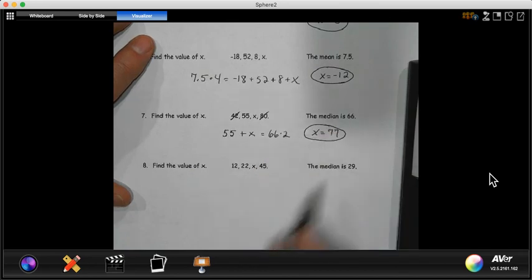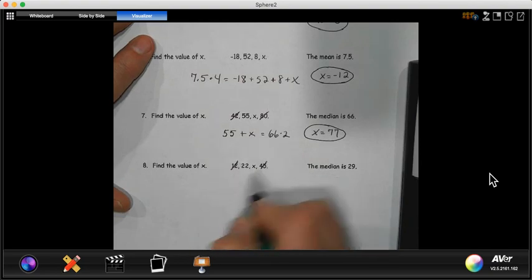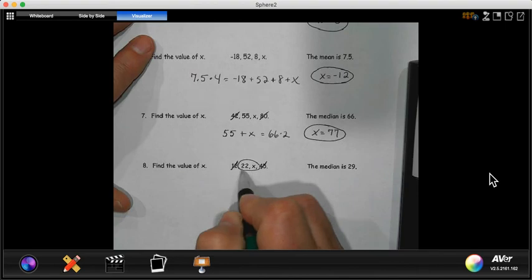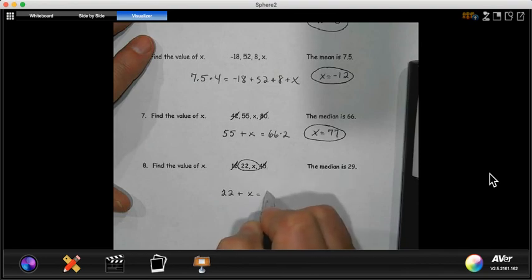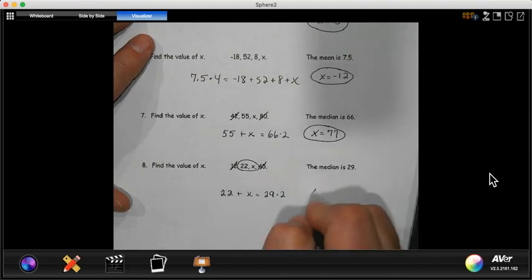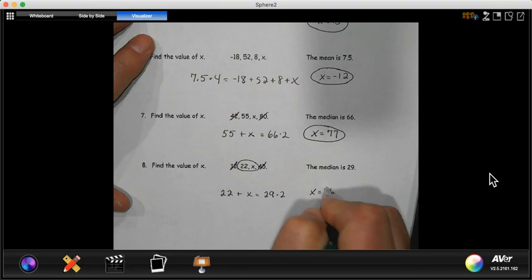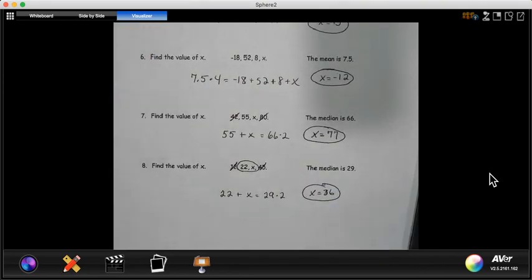Okay? So the median is 29, so that means the high number and the low number out, and these two middle numbers need to average to 29. So 22 plus what number averages to 29? Which is 29 times 2, so 58. So what's 58 minus 22? 36. So x equals 36. Nice job, guys.